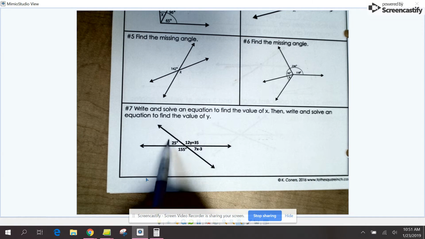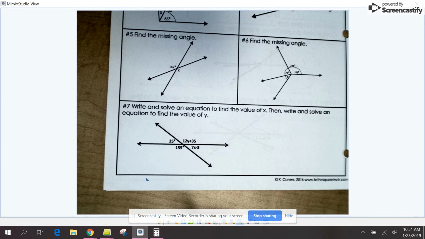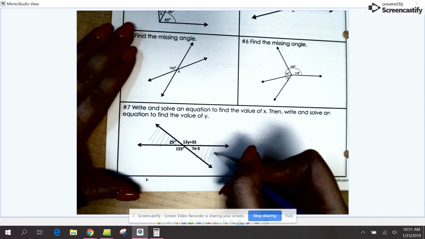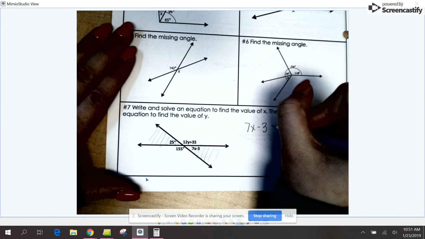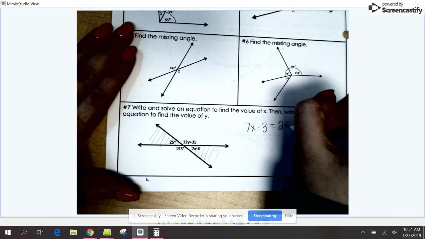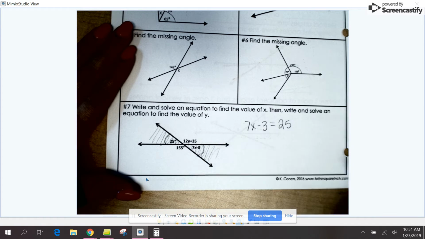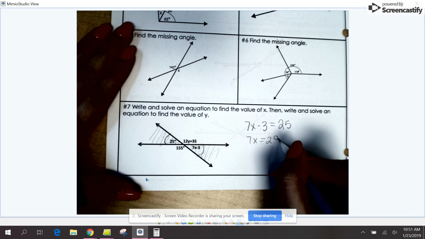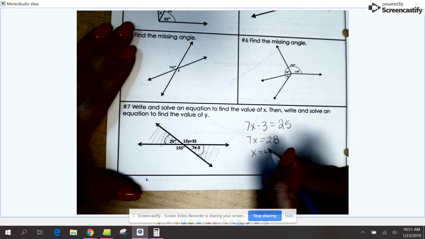So for x, these are opposite each other. They are vertical angles, okay? So we could say, so here I'm going to shade it in, these are equal to each other because they're opposite. So I could say 7x minus 3 equals 25, right? Because they're equal to each other. This side is 7x minus 3, and this side is 25. So I just solve like a regular equation. 7x, I have to add 3, equals 28. Now, since I'm multiplying by 7, I divide by 7, so x equals 4.